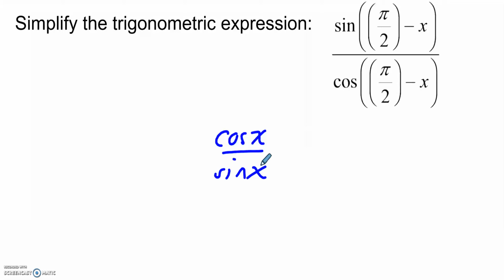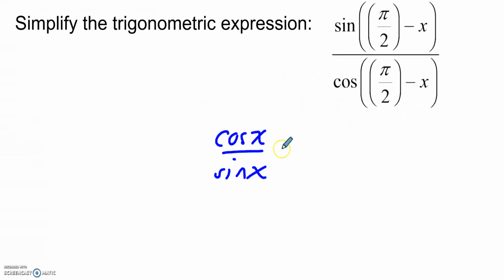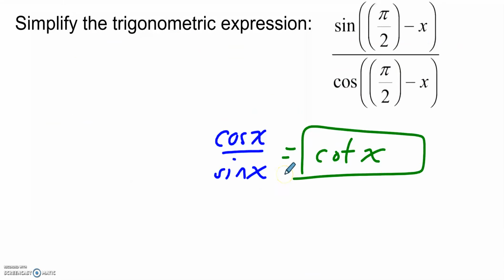Great, I made it a little bit more simple, but the question is, am I done? I see one more thing we can do. If I look back at my identity sheet, right here, I know that cosine divided by sine is really the same thing as cotangent. So that means that this just reduces to cotangent of x. Again, a single trig function, if possible. Hurrah!